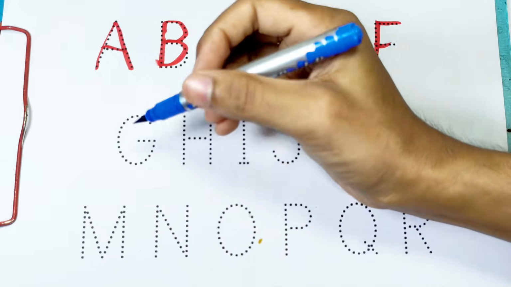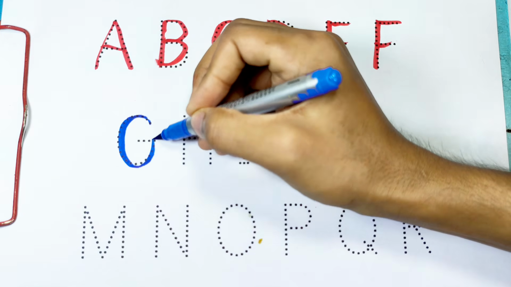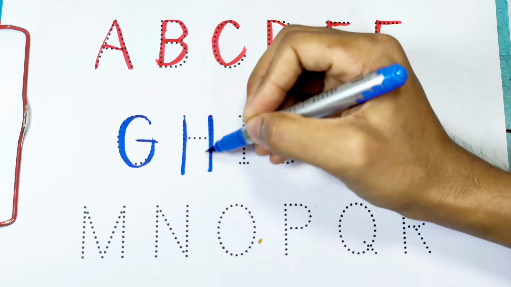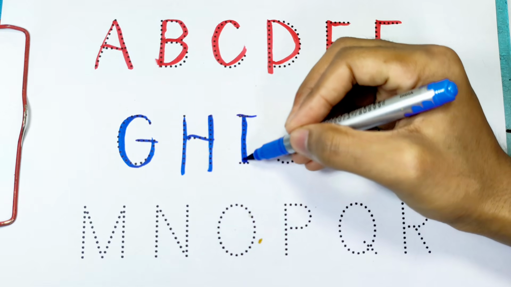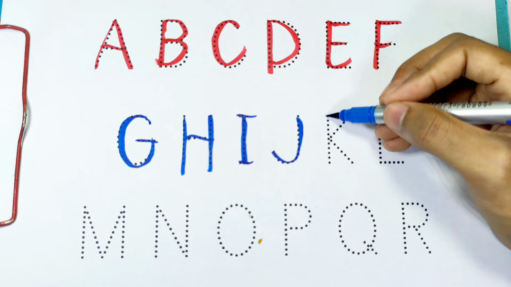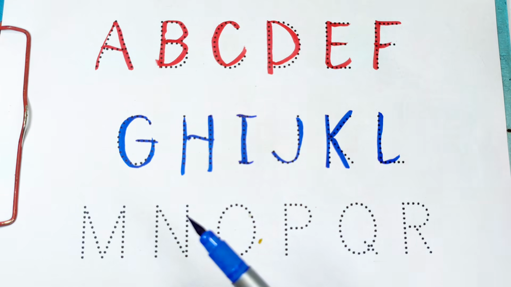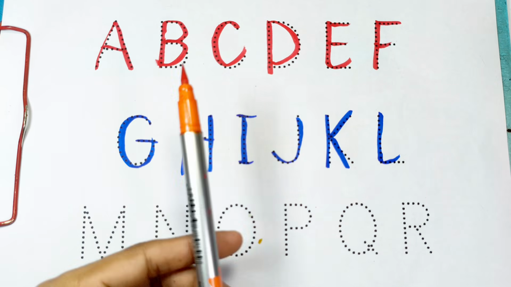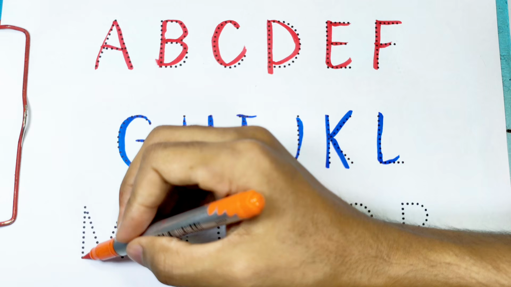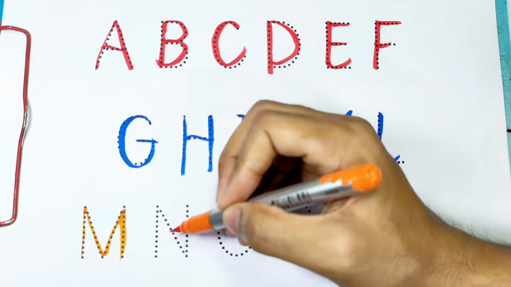Blue color. Now we're writing the alphabet of G. The next one is H. Using the color of blue. I, J, K for kite. L. The next one is M for moon, M for mango. Orange color. M for moon, M for mango. And the next one is N.